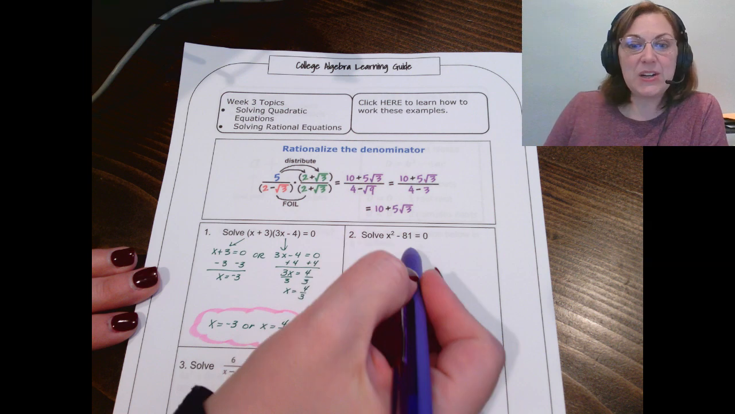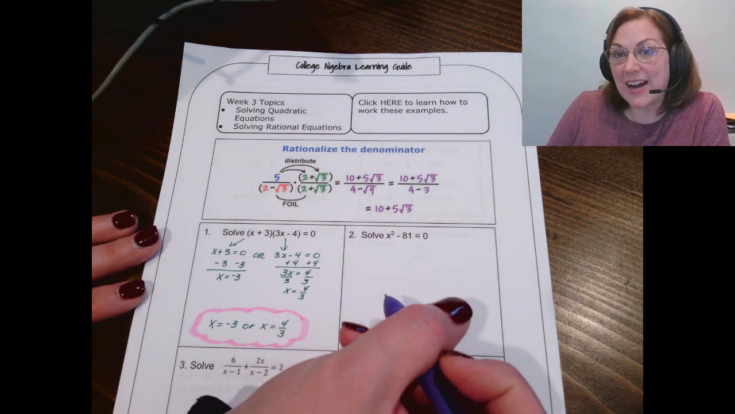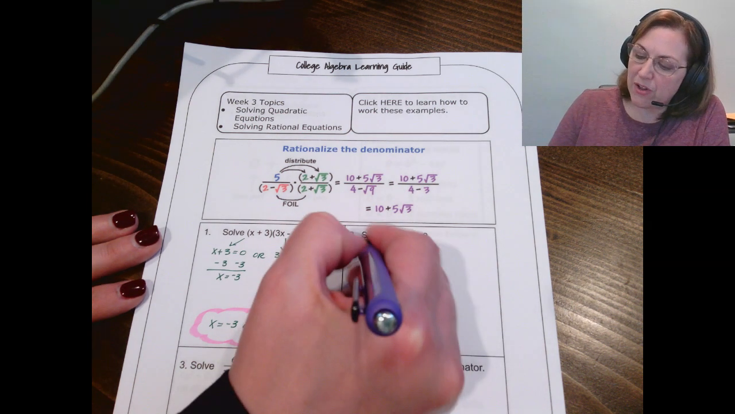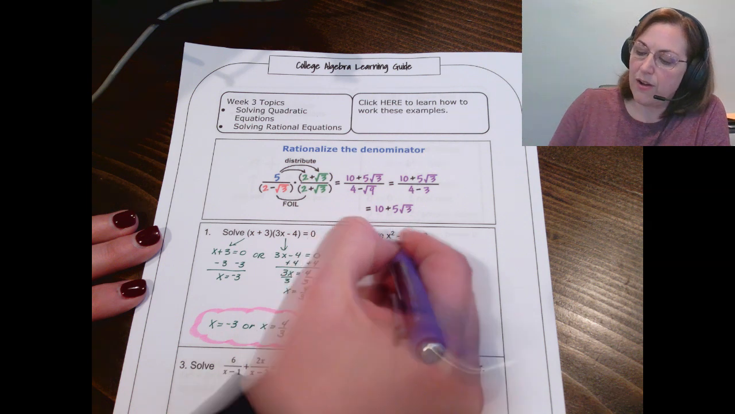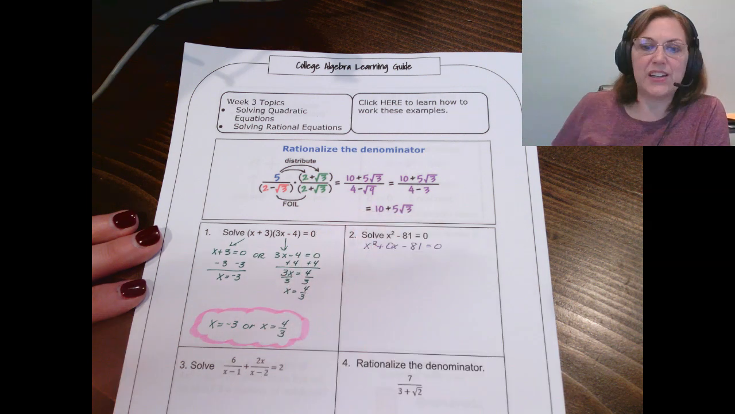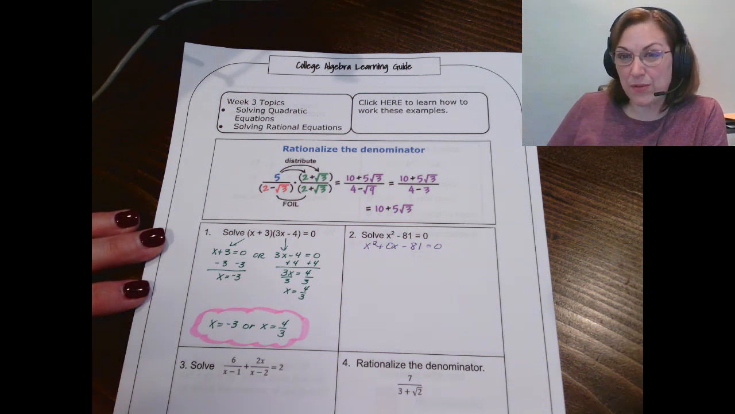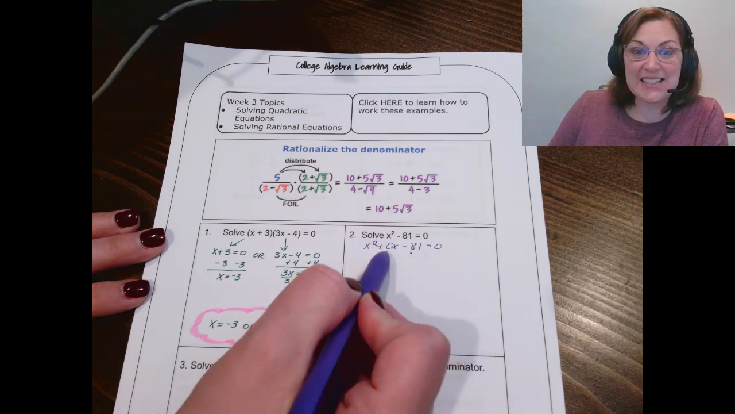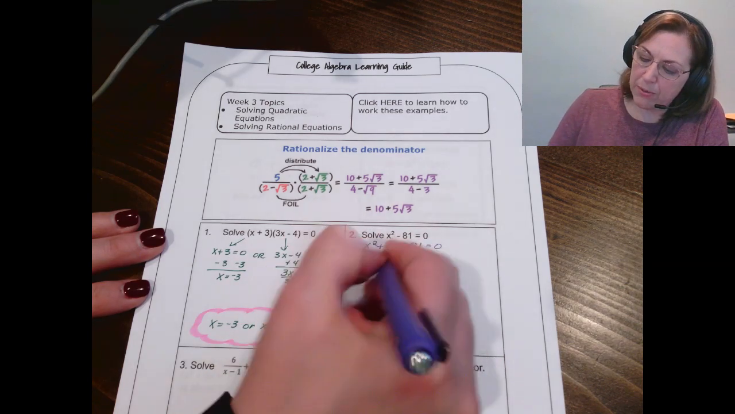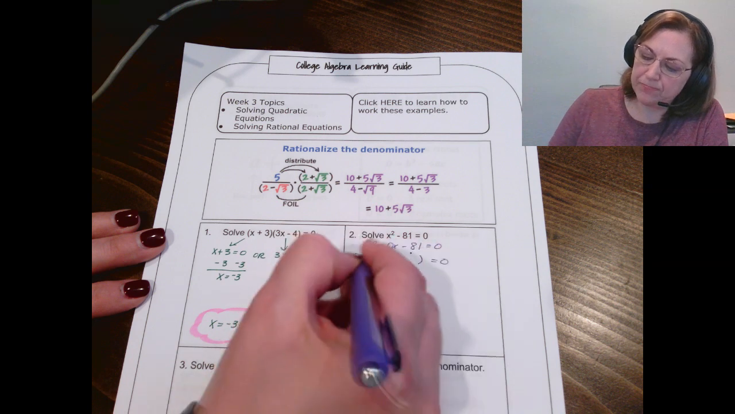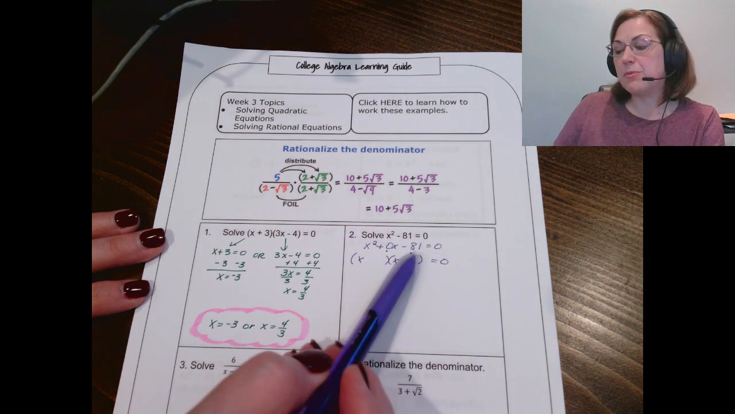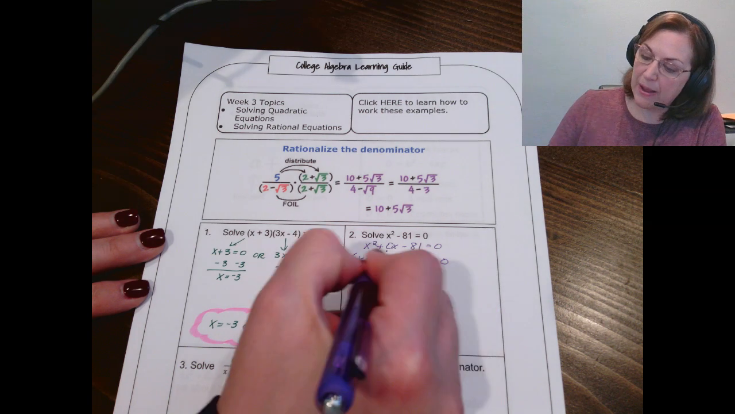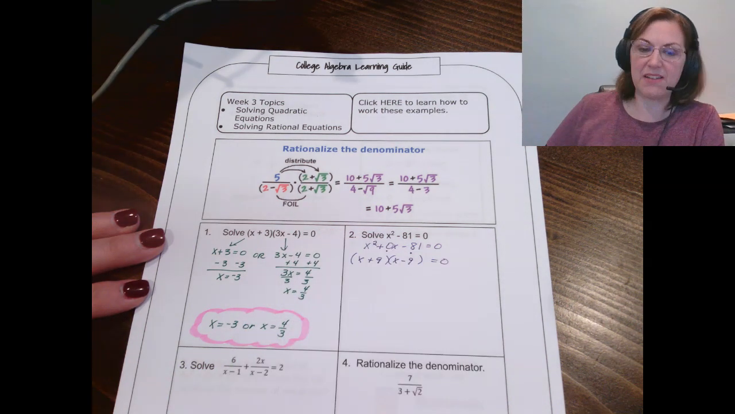Look at the second one here. We're going to have to factor this left-hand side for ourselves. So first of all, let's recognize what's missing here. The x term is missing. And so we ask ourselves, what 2 numbers will multiply to give me -81, but add to give me 0? We're going to put those in parentheses. So again, what 2 numbers multiply to give me -81, but add to give me 0? That has to be +9 and -9.